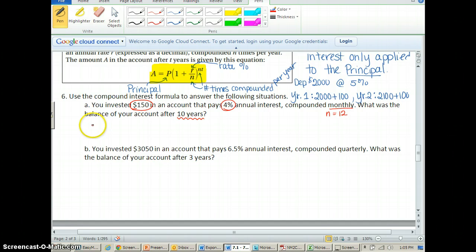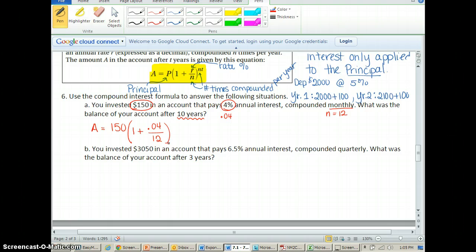So I know that A, my account balance, is going to be P, which is 150, times 1 plus my rate. Remember, we have to write it as a decimal. So it's going to be 0.04 divided by 12, because it is an annual interest rate.